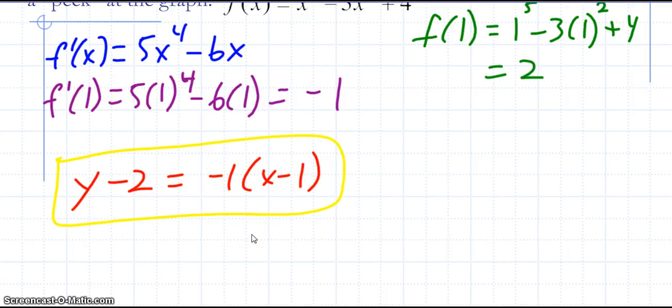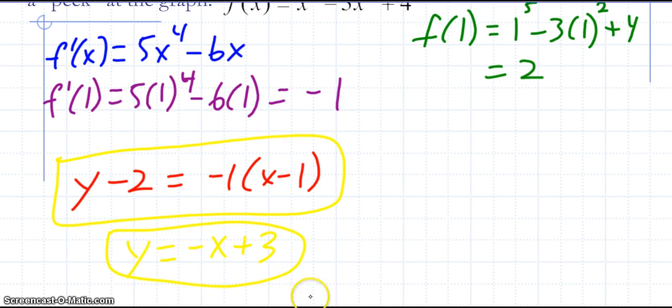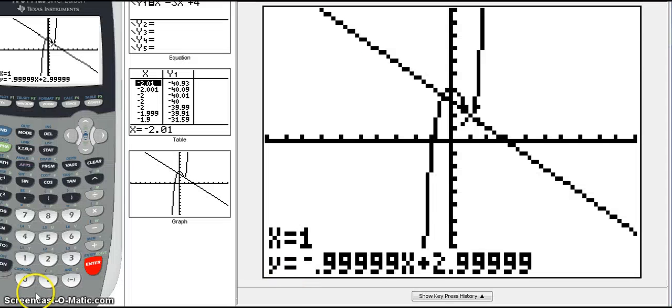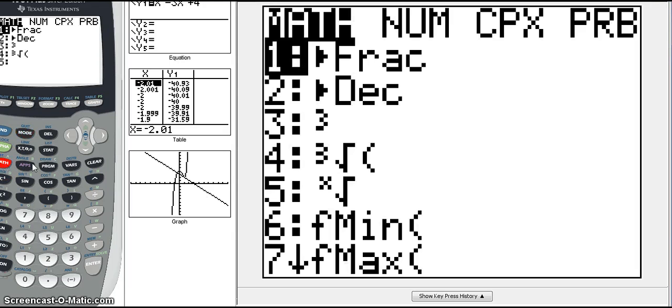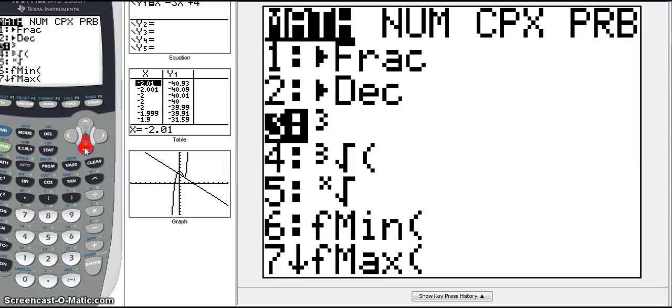Y equals negative x plus 3. But I want to show you how the calculator can actually calculate that derivative for you as well. So again, most tests and quizzes you're not going to have a calculator, but just to show you what the calculator is capable of, if you go to math, and then down here, if you actually scroll down, you'll find nDeriv.